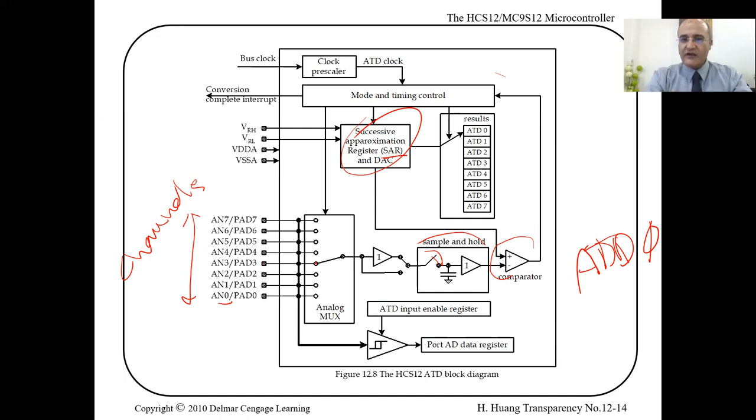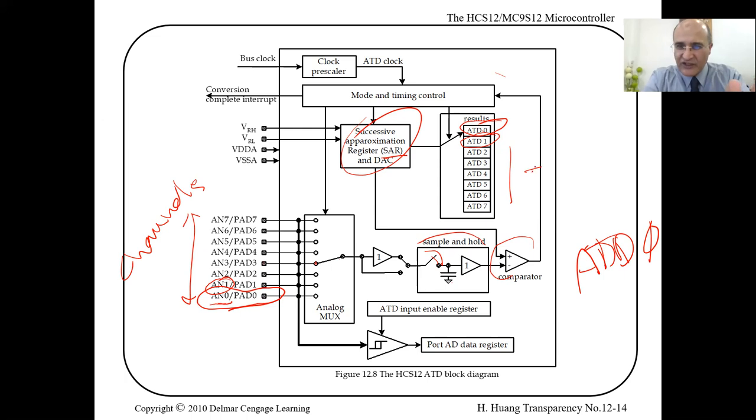Okay, then when you're done with the 8 bits or 10 bits, regardless, you save the value in a corresponding register, ATD0, ATD1. Each one corresponds to a pin. ATD0 corresponds to analog pin 0. ATD1 corresponds to analog pin 1, and so on.